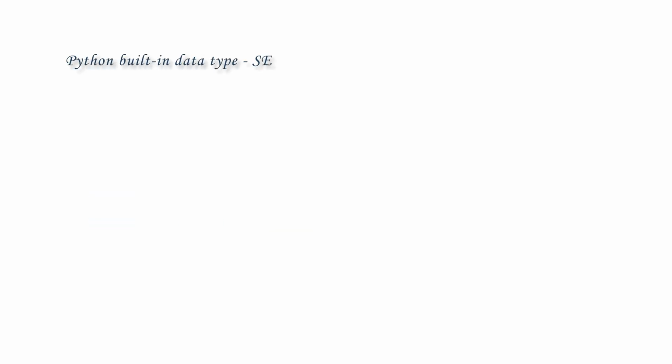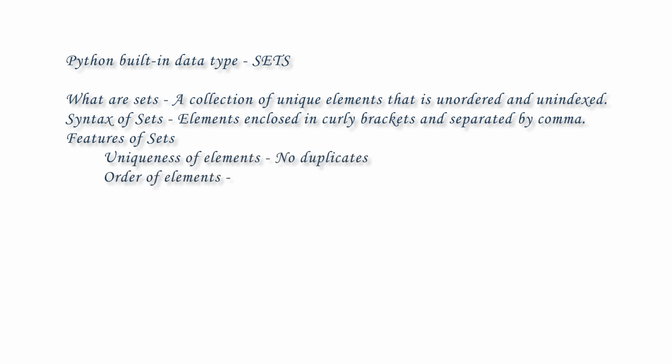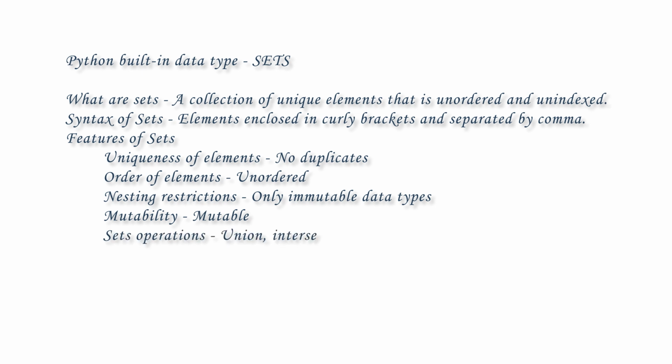To summarize, we learned what sets are, the syntax of it, and features that include uniqueness. Sets are unordered, where we also learned what ordered and unordered data types are, mutability, restrictions of nesting other data types, and a bit of operations that can be performed on sets. We also looked at a new data type, that is frozenset, and looked at the differences between a set and a frozenset. Hope this video was helpful in understanding another important data type in Python.